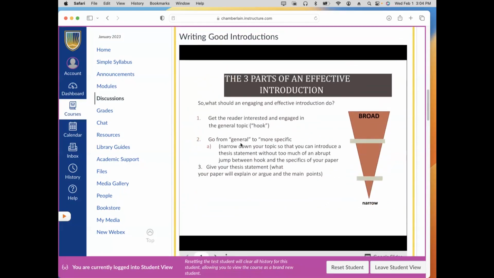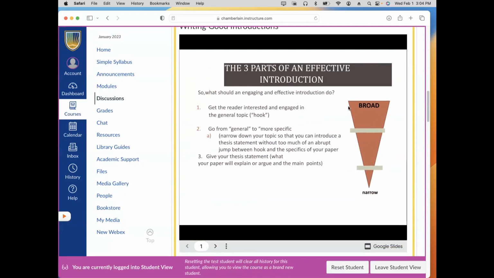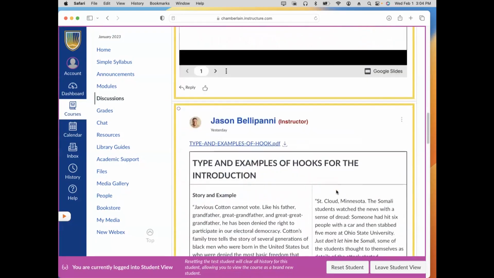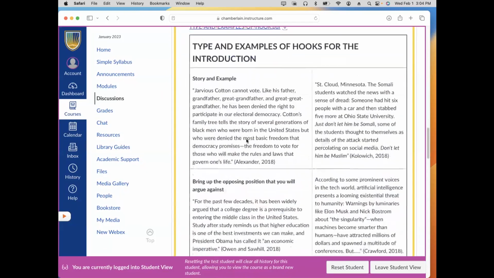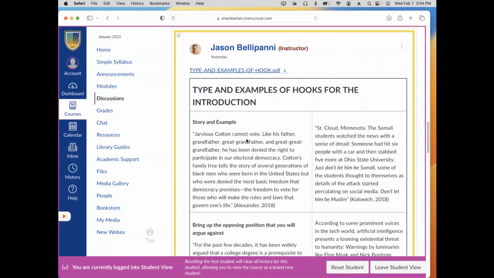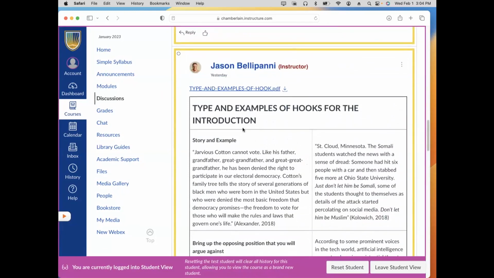So the idea for the introduction is you want to start broad and then move to narrow. I usually tell people the first 2 sentences are where you're trying to make someone interested in your essay right away. So you're using what they call a hook. These are different types of hooks, in this other document, which is in the discussion for week 4.